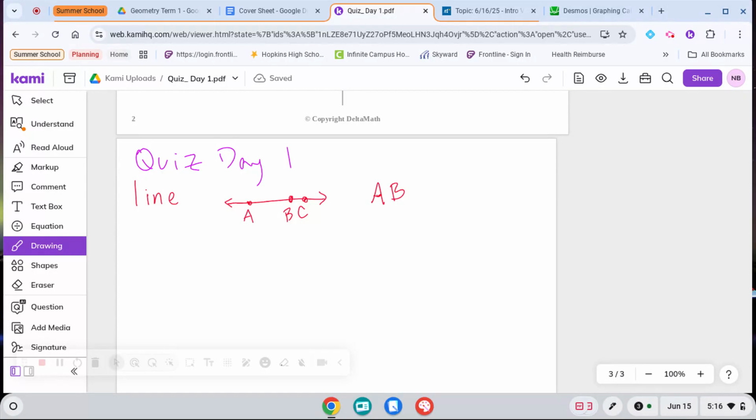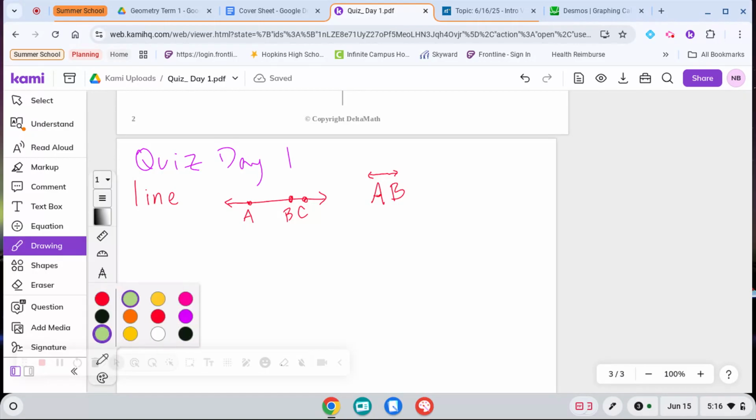And then the way that you're going to tell a reader that it's a line is what you put over it. So you just put a little mini version of a line over it. It's going to have an arrow on both sides. So a line goes forever to the left and to the right, or up and down. It just goes forever in both directions. That's why the arrows are on both sides, because it just continues both ways.